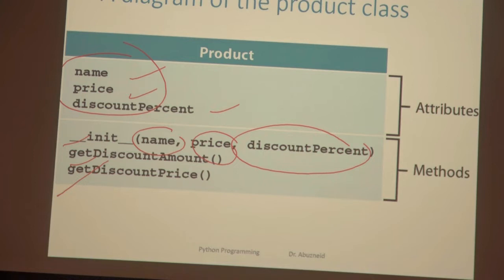Because the first one, the constructor, is a method. Then we have getDiscountAmount, which is a method, and getDiscountPrice is a method. So that's a very simple class. It has 3 methods and 3 attributes. Why is the first method different? That's how it's written. It's a special method to construct the object.